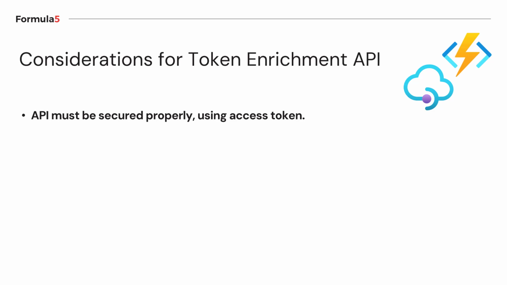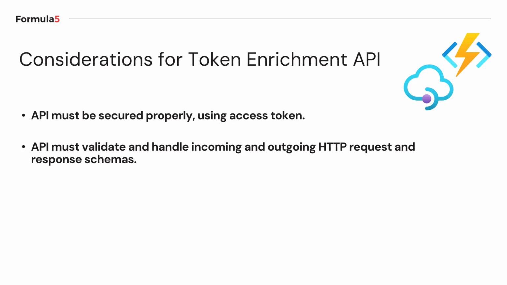So first of all, it's about security. The API must be secured properly using an access token. So this communication between Microsoft Entra ID and the token enrichment API is secured with an access token. It's not like anyone can just directly call this API endpoint to grab some data about the user using the user ID from Entra. We need an access token for that. So first, the access token is obtained by Entra, and then our token enrichment API is called.